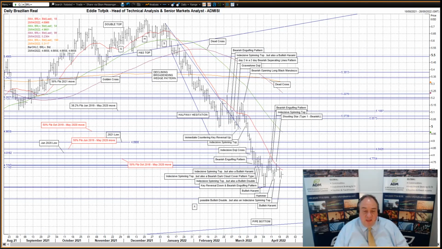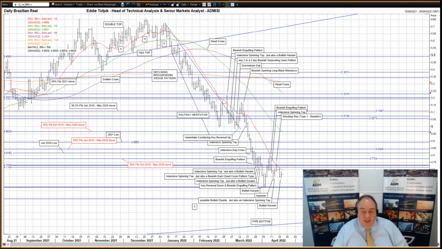Overall, the market is still hesitating ahead of reaching target X below in the 444.20 area. This is the current target for the 2022 bearish halfway hesitation pattern. The actual current hesitation has now been going on for 2 weeks, ever since the pipe bottom that was formed back in early April.